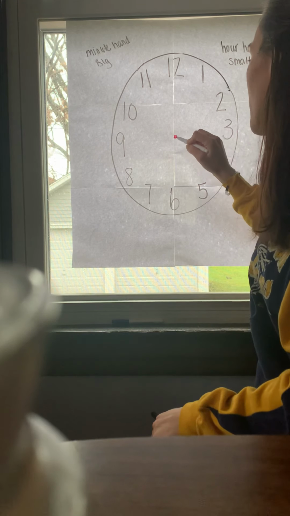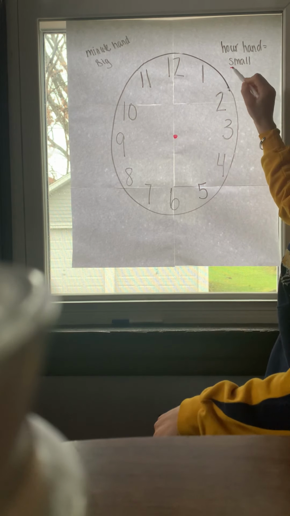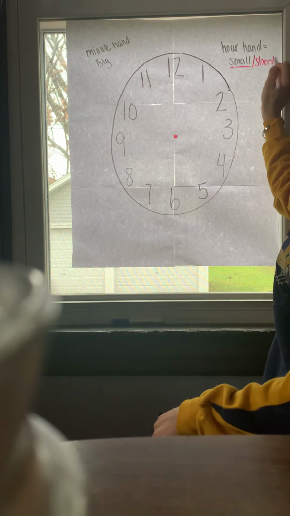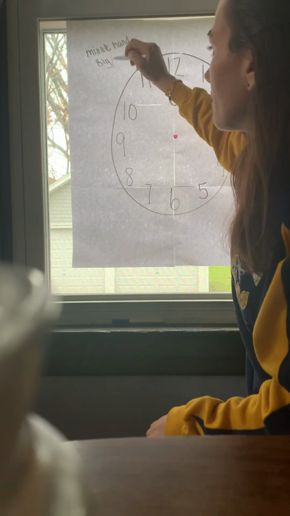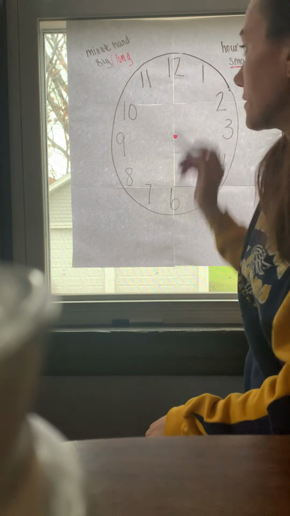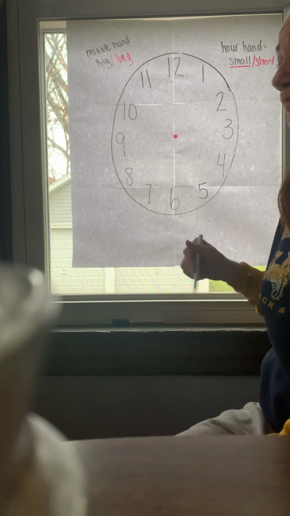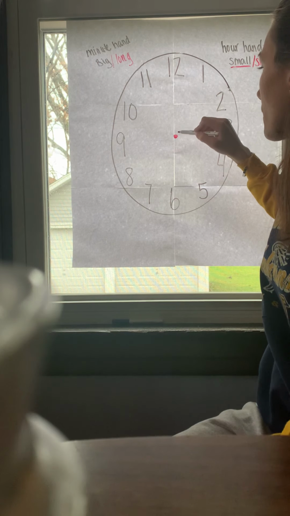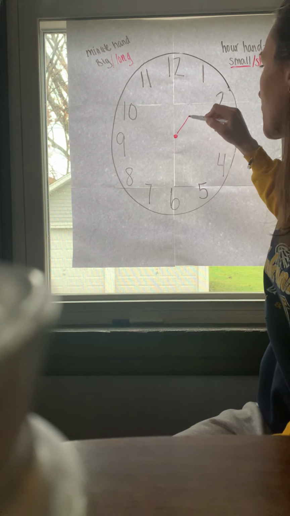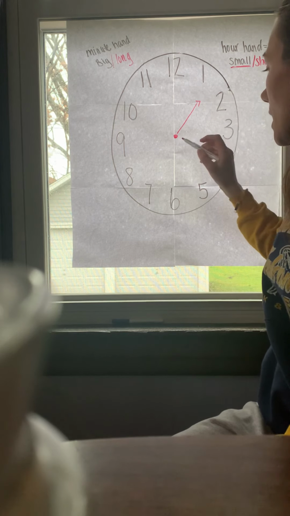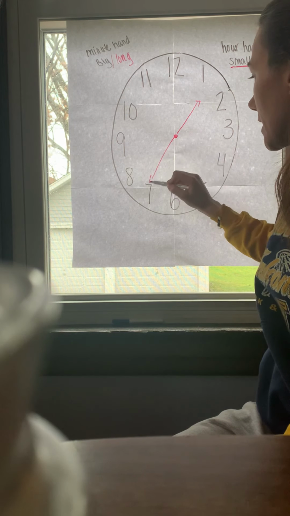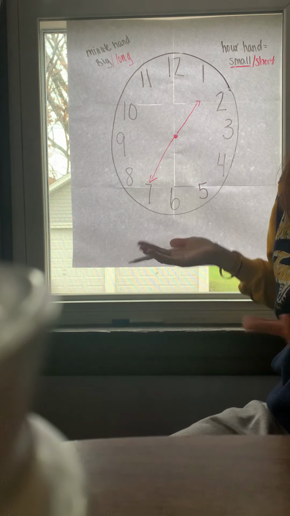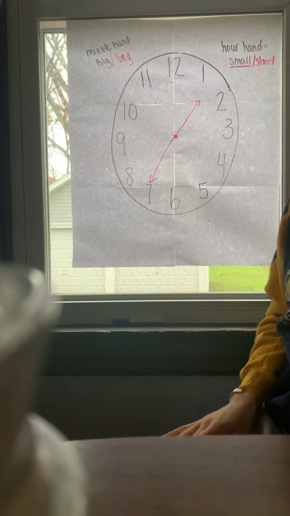So if you remember, the hour hand is the small hand or the short hand, and the minute hand is the big hand or the long hand. So I am going to draw the hour hand here, and I'm going to draw the minute hand here. Uh-oh, what does the 7 mean? I know what hour it is.